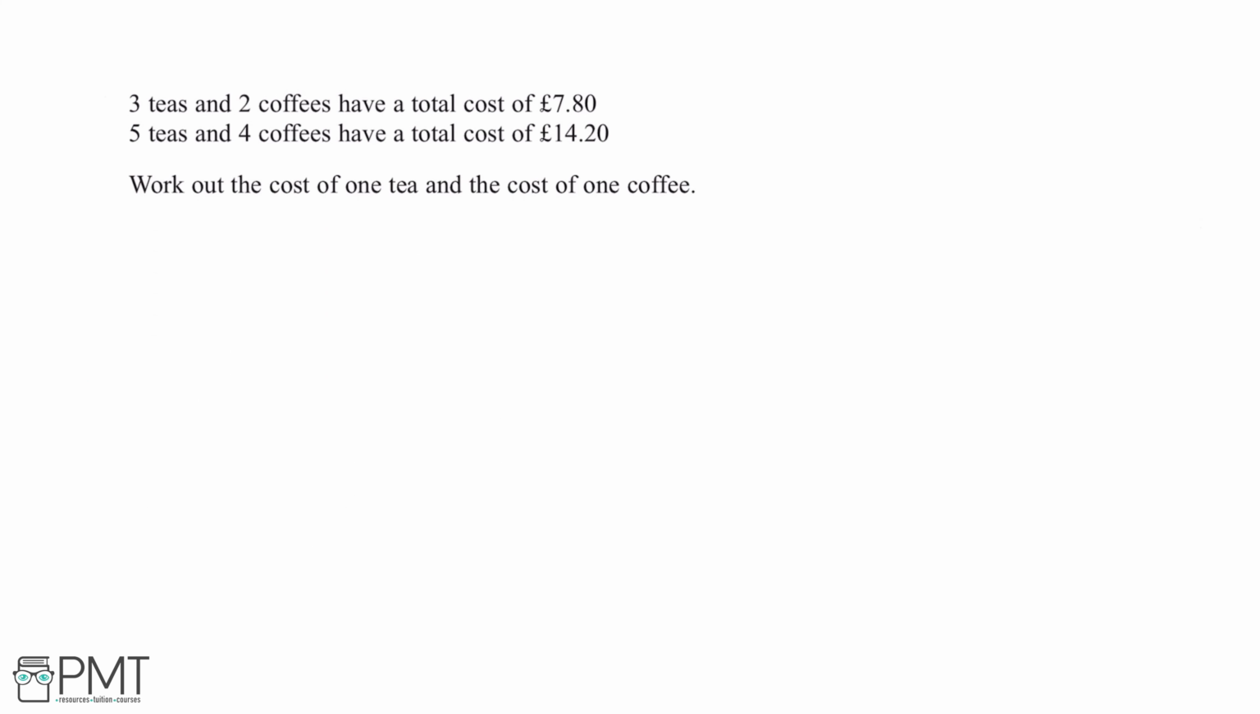3 teas and 2 coffees have a total cost of £7.80. 5 teas and 4 coffees have a total cost of £14.20. Work out the cost of 1 tea and the cost of 1 coffee.